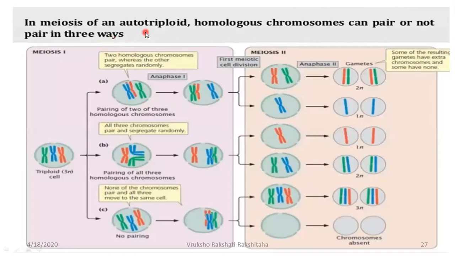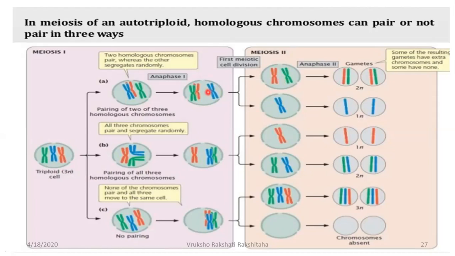In meiosis of an autotriploid, the homologous chromosomes can pair or may not pair in three different ways. This is a triploid cell, and pairing can take place in three different methods. You can see over here that these two chromosomes have paired, whereas this one has not. When this cell moves to anaphase first, these two chromosomes move towards one pole, and the other chromosome moves towards the other pole.